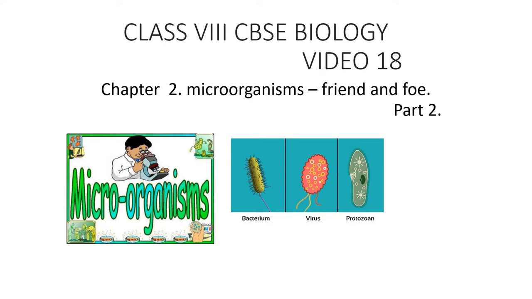Next, food industry: alcoholic beverages, vinegar, citric acid and sources of nutrients. Algae: some algae like chlorella and seaweed are used as food in many countries. Chlorella is very rich in proteins and vitamins. Seaweeds are a rich source of minerals and natural vitamins. I hope you understand. So this is video number 18.